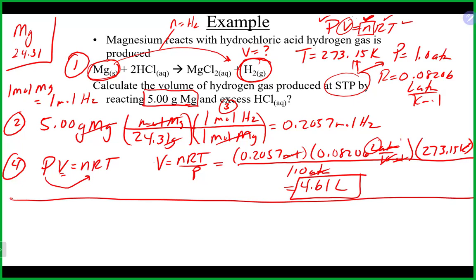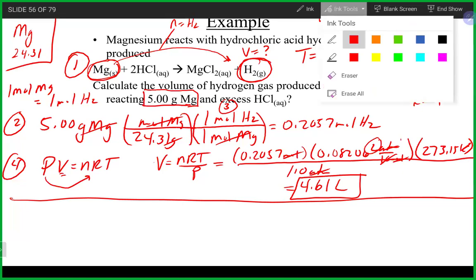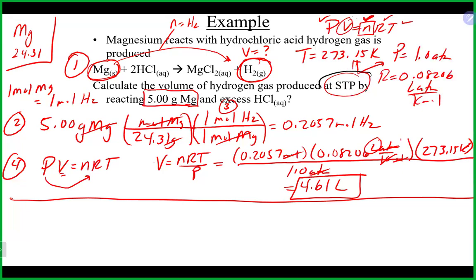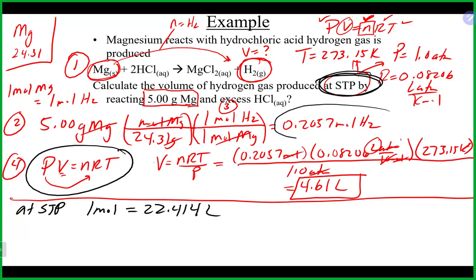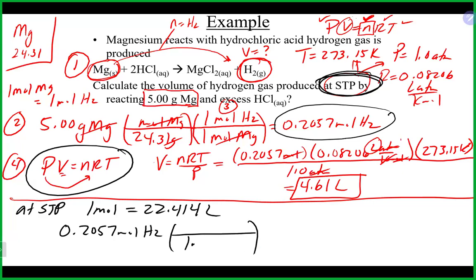Now, could I have solved this another way? The answer is yes. And it's one of these situations where, because we are at STP conditions, we know that at STP, 1 mole of any gas will basically equal 22.414 liters. So without using the ideal gas law here, we could have actually just picked up with our moles and used that conversion because it is at STP, so we're allowed to use that conversion if we wanted to. So we could have just taken our 0.2057 moles of hydrogen, where 1 mole of hydrogen in this case would equal 22.414 liters. The moles of hydrogen will cancel.